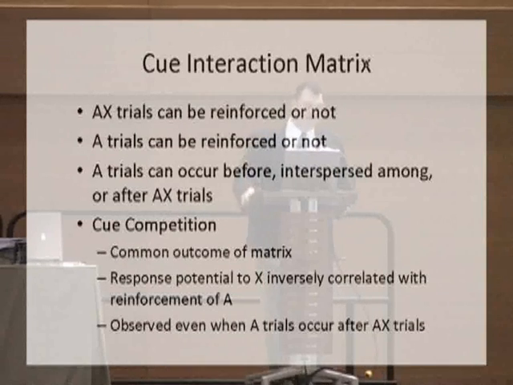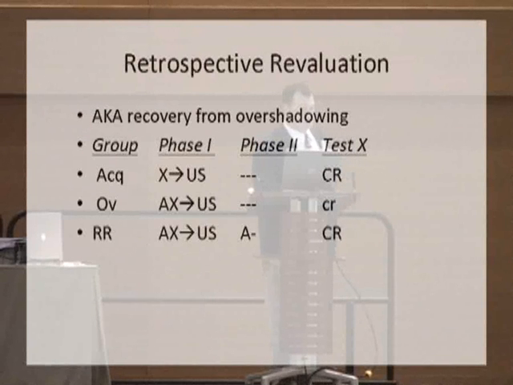A common observation when we look at experiments that come out of the cue competition or cue interaction matrix is competition. It looks like to the extent that the subject responds to A, it responds less to X. The response potential of these two tend to be negatively correlated with each other. And that's observed even when the A trials occur after the AX trials. So let's go back to the same slide I had before. This is a phenomenon that garnered a lot of attention in the 1990s called retrospective revaluation. Many, many papers in associative learning are on retrospective revaluation.